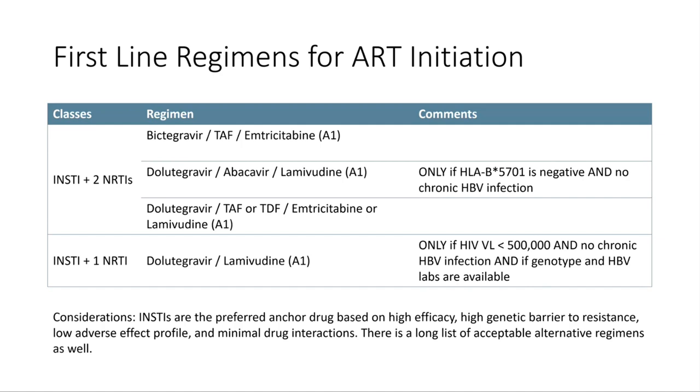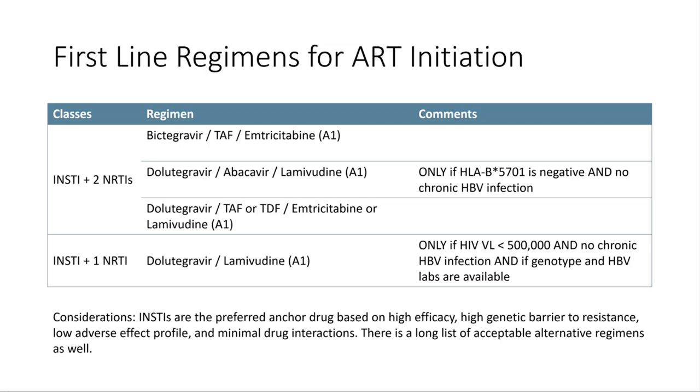Bictegravir and dolutegravir have a very high barrier to resistance and really minimal side effects. There are some, but not a lot, and not many drug interactions. So those are really our preferred class. There is a long list of acceptable alternatives, including PIs and other things. But you guys got it up here.